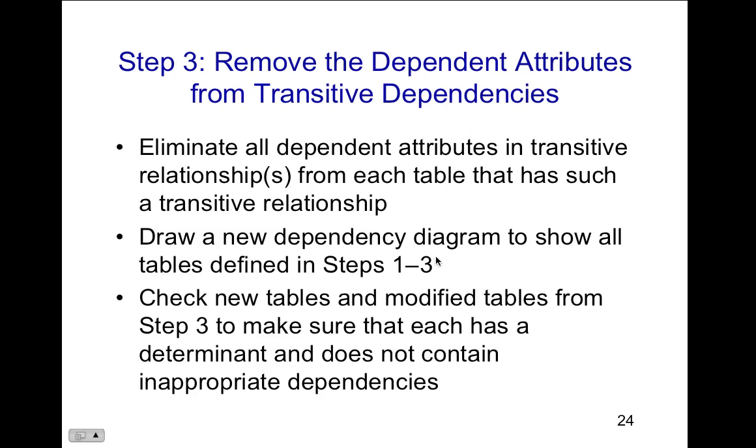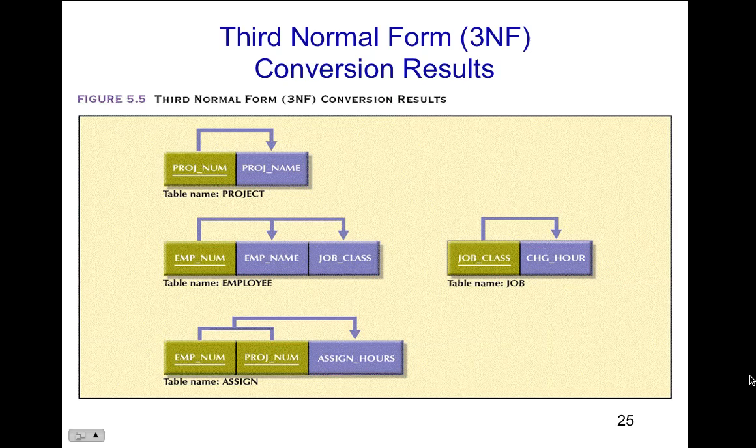Draw a dependency diagram to show all of the tables defined. Yeah, you actually have to redraw the diagram to actually show how it works. When you do that, you can actually verify the design is what you're doing. Because you didn't draw it first, obviously, otherwise you wouldn't have had this design to begin with. And then check the new tables, modify the tables in step 3. Make sure the determinants do not contain inappropriate dependencies or inappropriate characteristics.